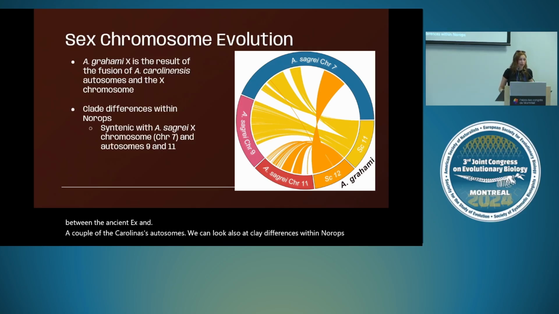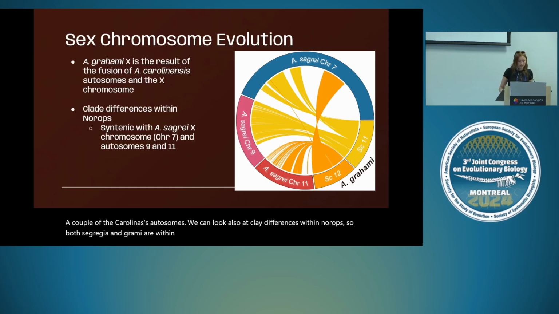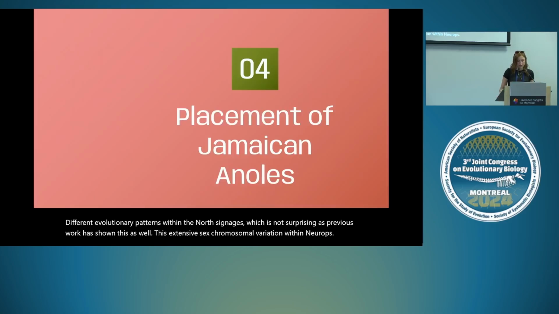So both Segrii and Grami are within this subgenus Norops. This is the synteny results between Anolis Grami, here scaffolds 11 and 12 on the bottom, and Anolis Segrii. And so we do see these clade differences. The Grami X chromosome is syntenic with the Segrii X, which is chromosome 7 here, as well as a couple different autosomes, 9 and 11. We're seeing these different evolutionary patterns within the Norops lineages, which is not surprising as previous work has shown this as well, this extensive sex chromosomal variation within Norops. So that's just one insight that we have gleaned from this genome assembly.